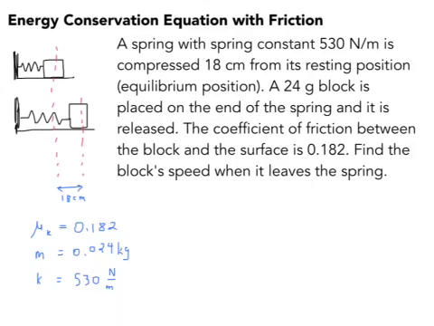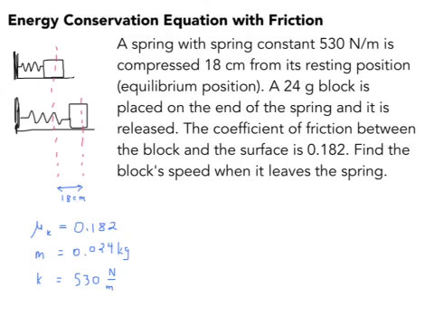But what if we have a more real-world scenario where there is friction, like this? So here we have a spring with spring constant 530 newtons per meter, and it's compressed 18 centimeters from the resting position. So I've already shown the givens. Here's 18 centimeters. So it's compressed, and then it's released, and it goes flying forward. But before releasing, we take this 24-gram block and we place it on the end of the spring.